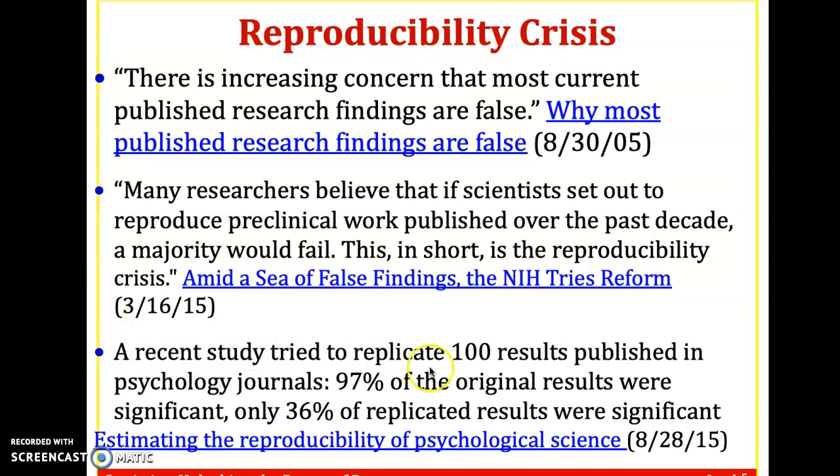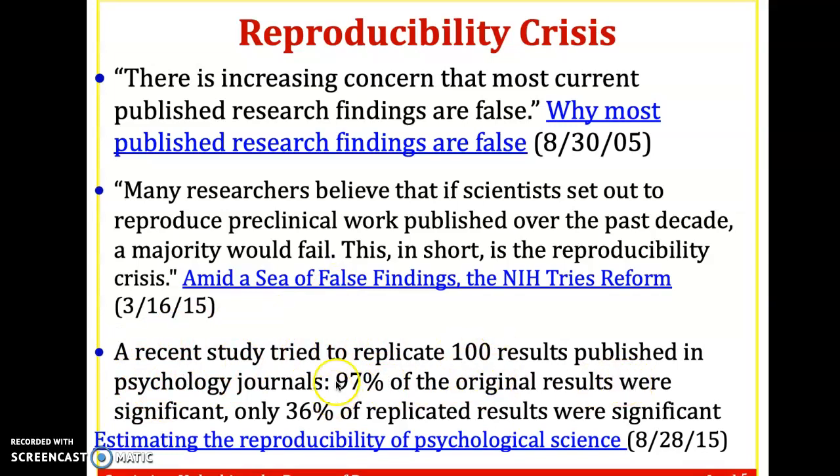And a recent study tried to replicate 100 results. I'm trying to remember how these 100 results were picked. From psychology journals, so looking specifically at psychology. And the idea is these are a little bit easier to replicate than, say, a medicine or drug experiment or study, because there are some ethical issues and you have to get the drug. So most of these were psychology.